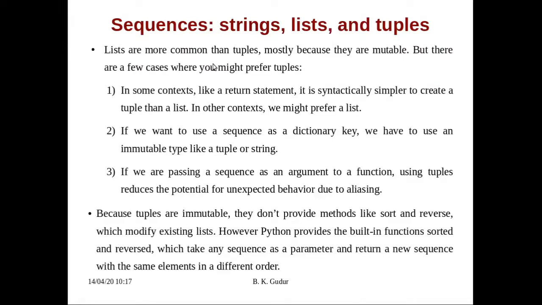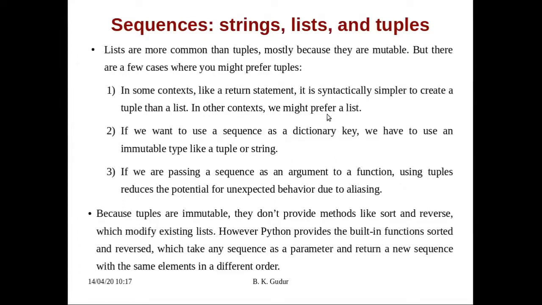Lists are more common than tuples, mostly because they are mutable. Because lists are mutable, they are more common than tuples, and tuples are immutable. But there are a few cases where we might prefer tuples. In most contexts, like a return statement, wherever we write a return statement, it is syntactically simpler to create a tuple than a list. In other contexts, we might prefer a list.